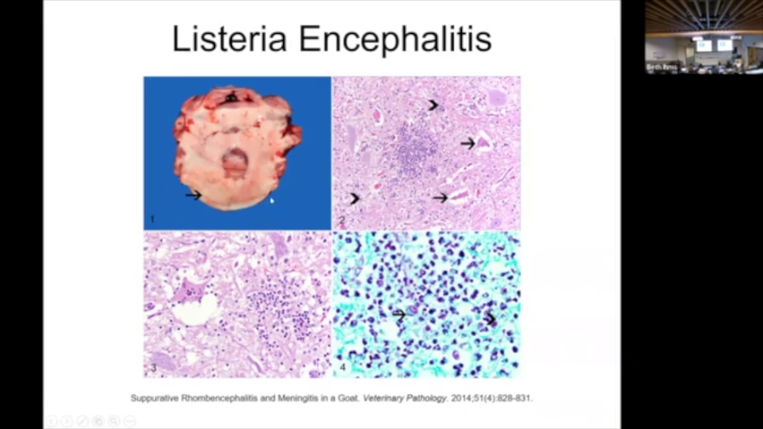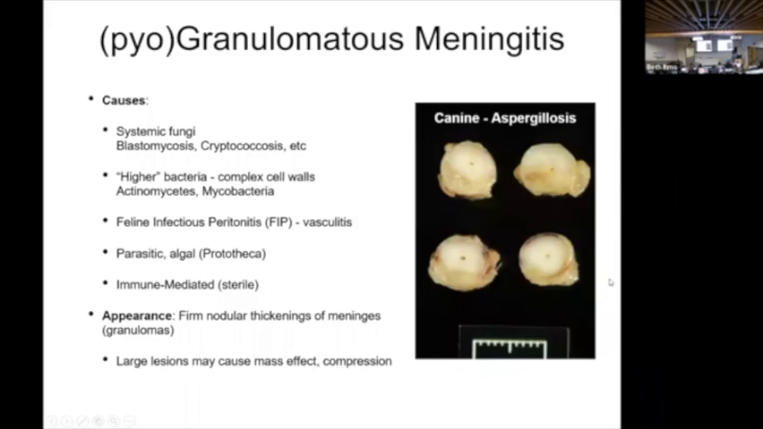This is pretty subtle. I would not expect you guys to pick this out, but there's just a couple foci of discoloration and softening in the brainstem. And then here's a gram stain, and you can actually see these teeny tiny little gram-positive intracytoplasmic rods. This is a really good case report if you want some more practice. It's like one of the diagnostic challenge exercises.